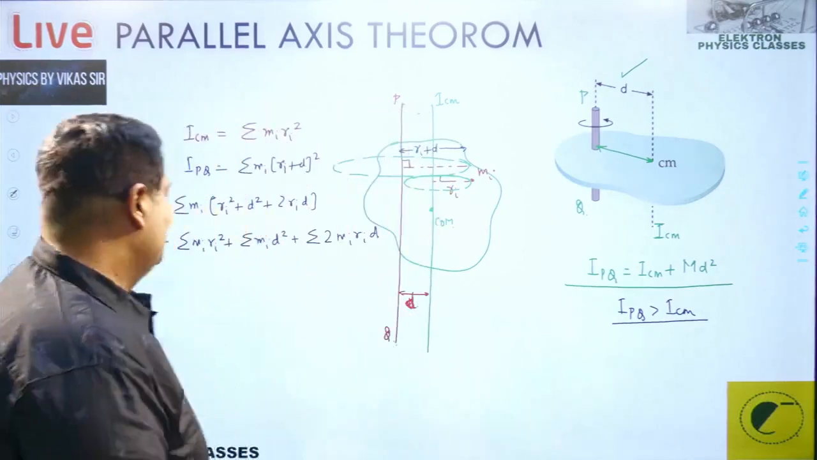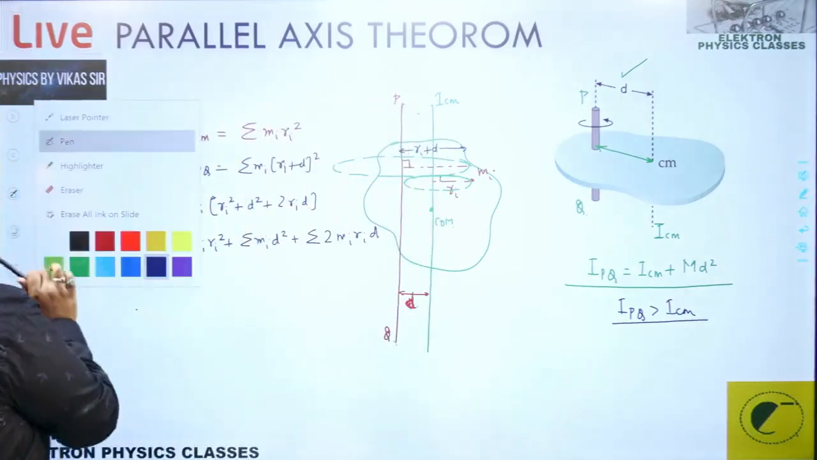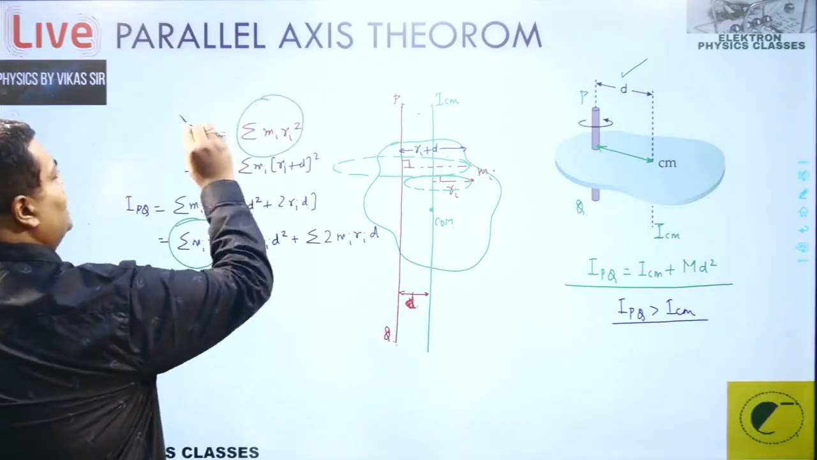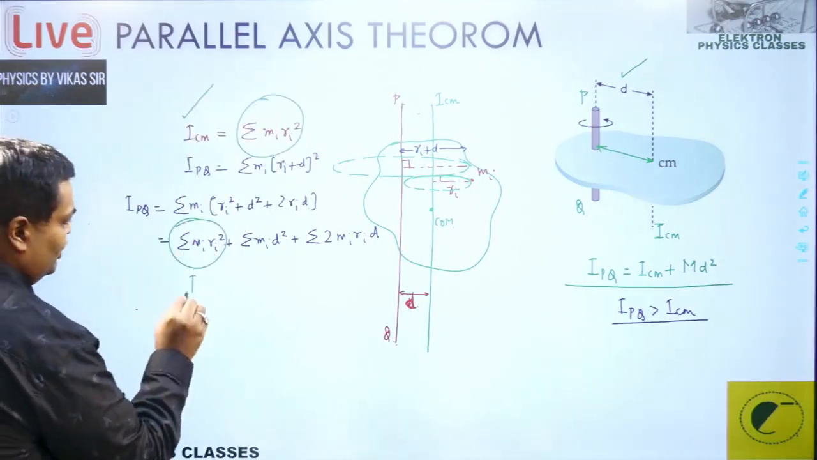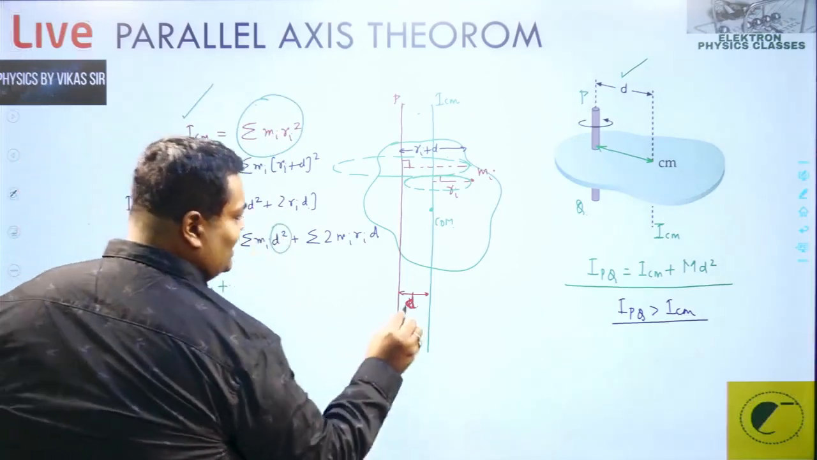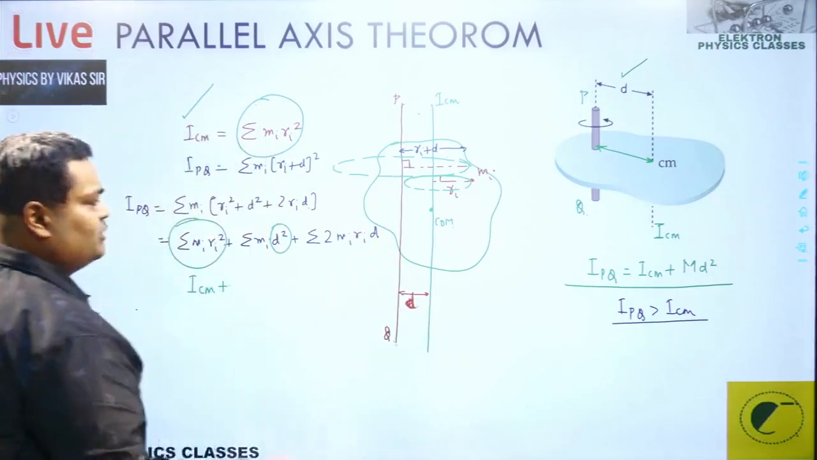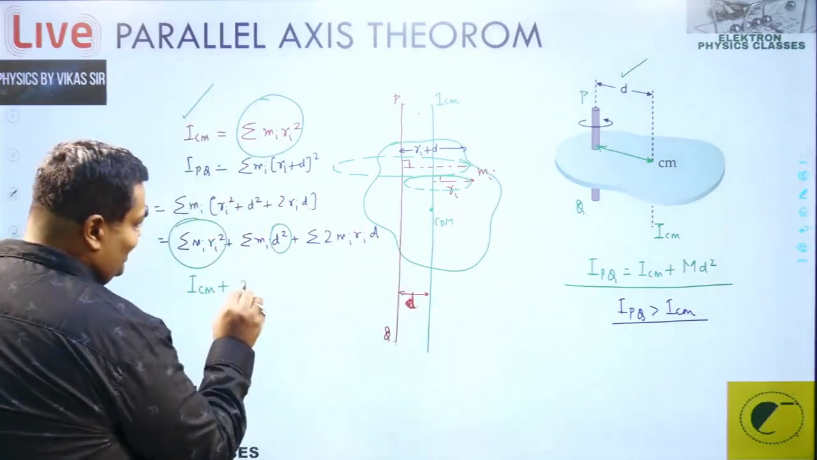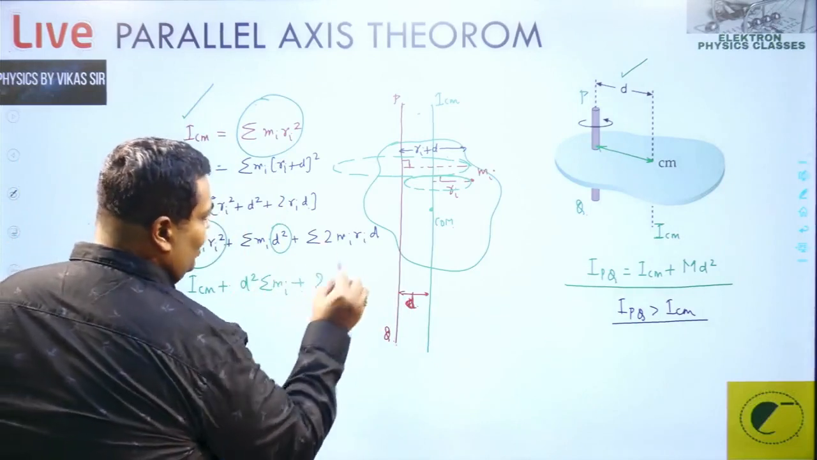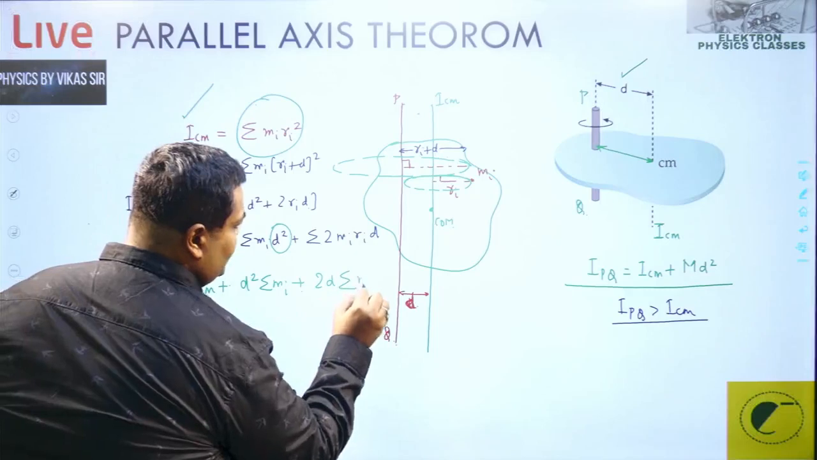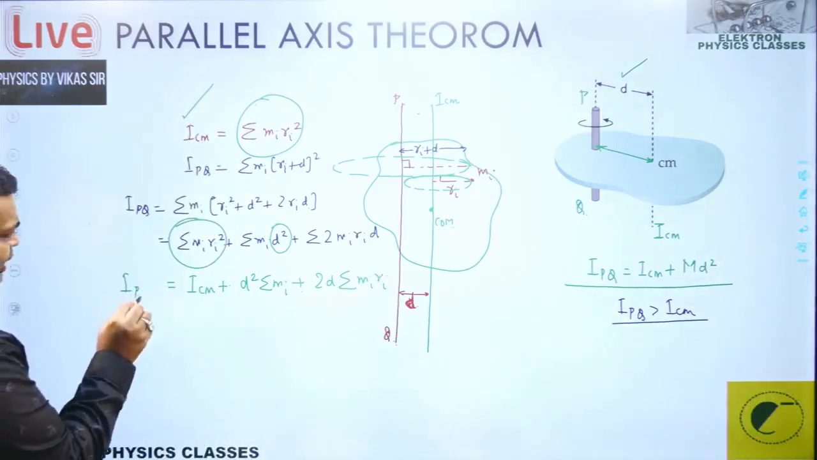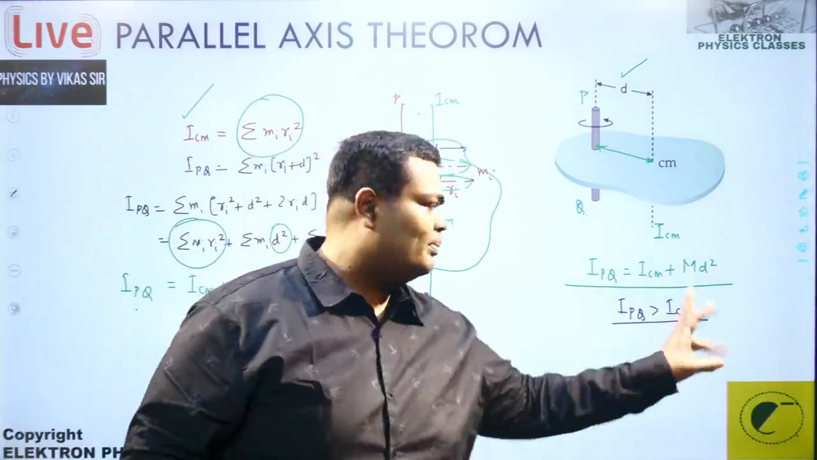Fine. Now see, what about the first term? If you look at the first term carefully, this is same as this term, which is equal to I_CM. This means instead of this you can write I_CM plus d, which is a constant term. That's the constant difference between the two axes, fixed distance. So it comes out that d square summation Mi, plus 2 is taken out, d is taken out, that's summation of Mi Ri. That is the value for I_PQ.